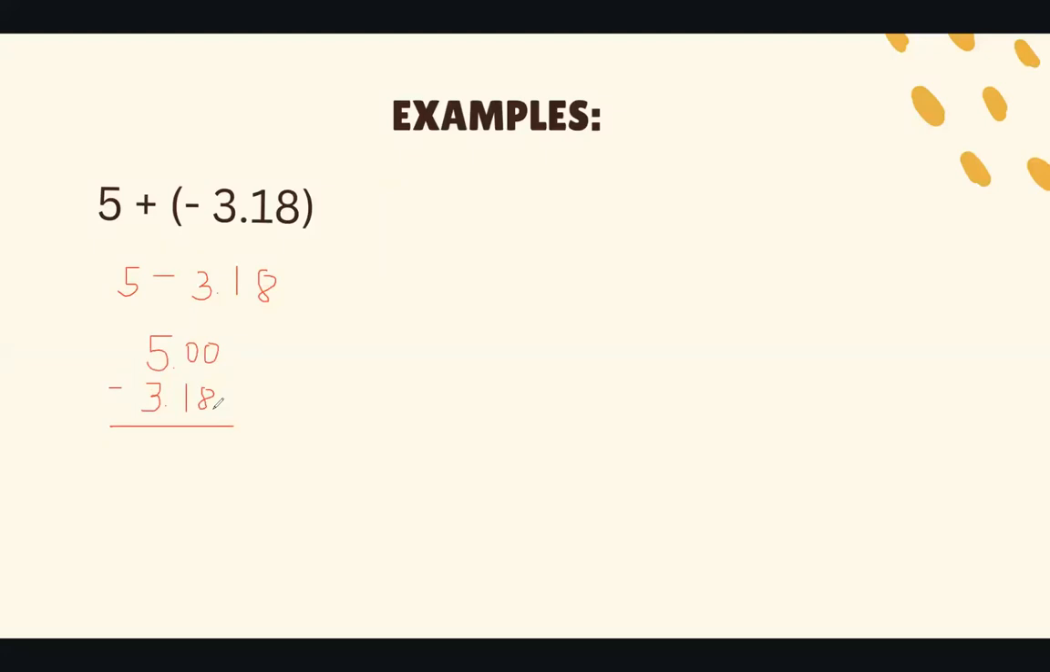0 minus 8 cannot be, so let's borrow from the neighbor number. But since we are borrowing from 0, let's borrow from the nearest non-zero number, which is 5. 5 will become 4, 0 will become 9, and the other 0 is now 10. 10 minus 8, 2. 9 minus 1, 8. 4 minus 3, 1. Bring down the decimal point here. That is why alignment of the decimal point is very important. Okay, next.